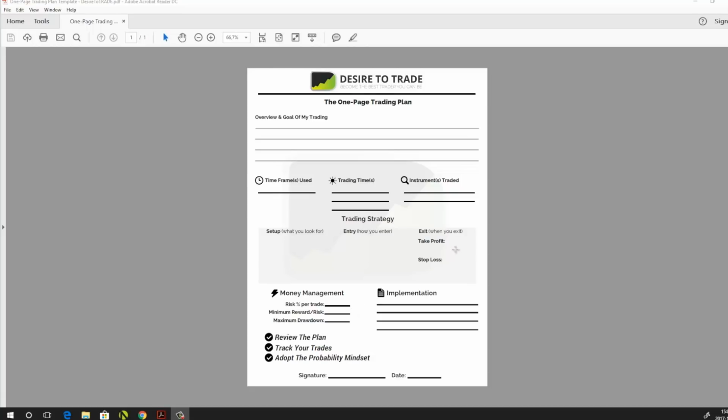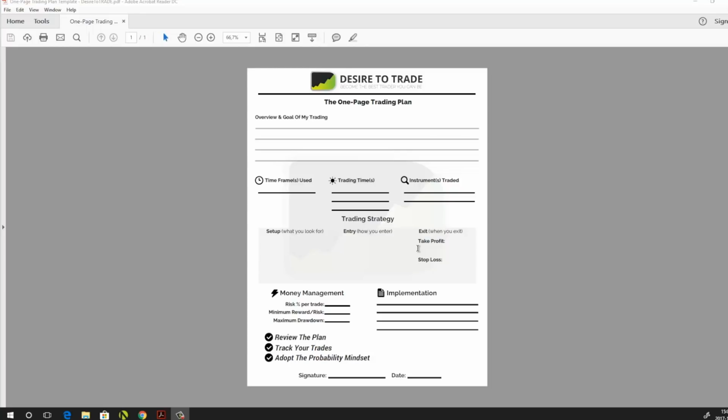Then the exit. Okay, crucial part also. How do you take profit? Where's your stop loss? I would put for myself stop loss below the low of the candlestick for a long trade, or above the high for a sell trade. And I'll put take profit. Well, you could take profit at a zone, or you could take profit just with a fixed take profit. Okay, I don't recommend having a take profit at like 50 pips or 100 pips. That's not really the point.